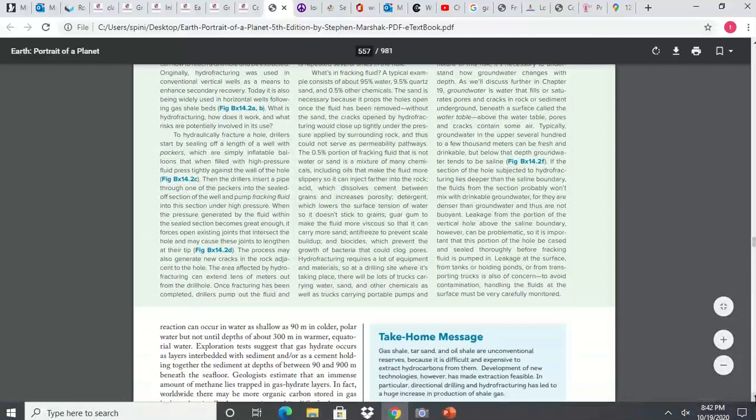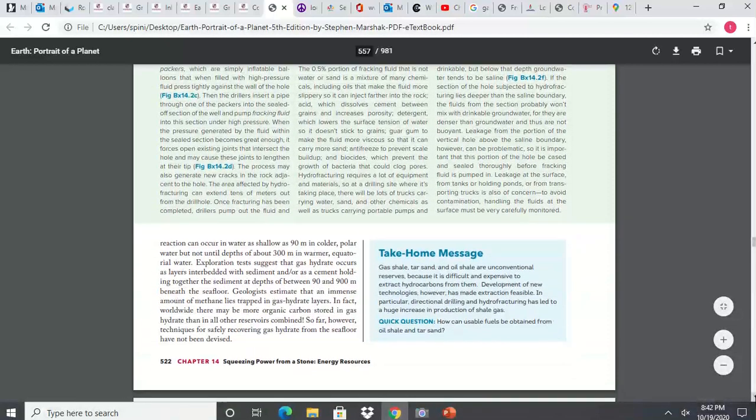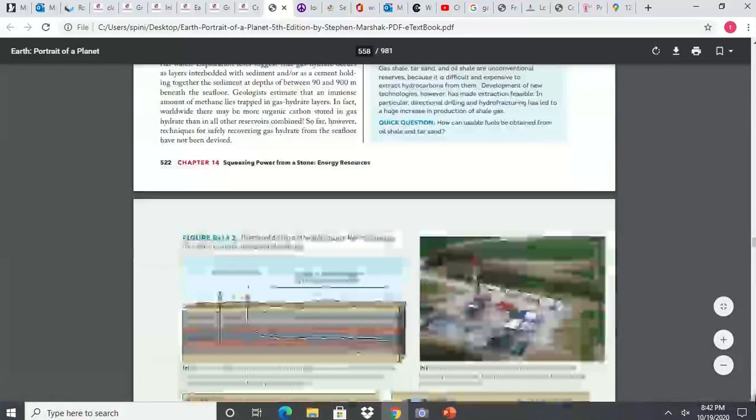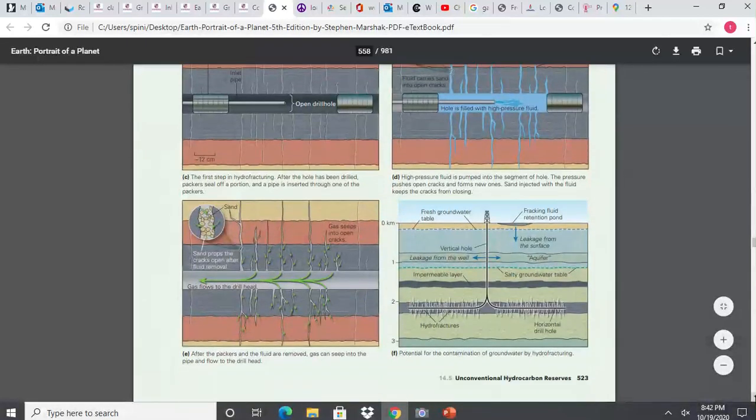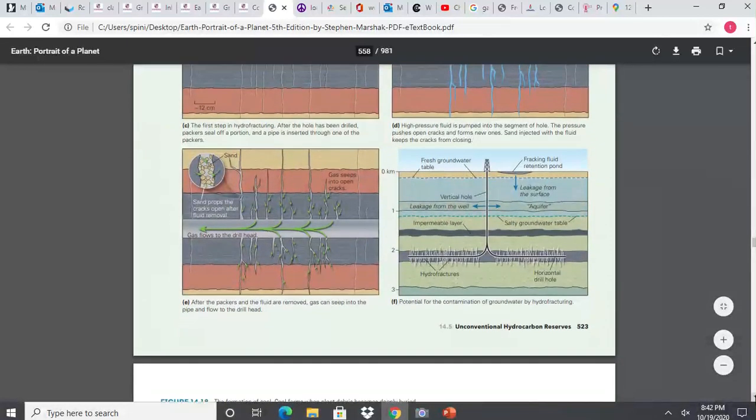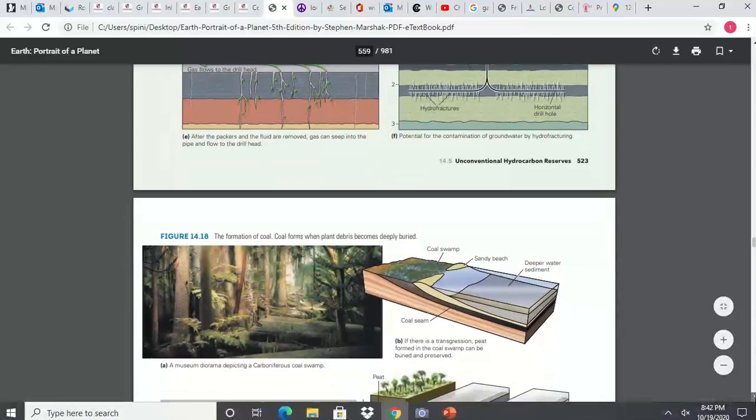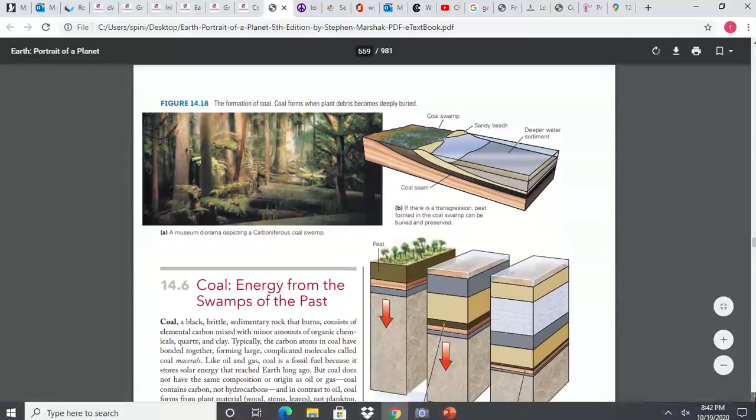So do read that article. It's very interesting. And if you're interested in it some more, there's plenty of articles that you could do a science inquiry paper on, which would be great. So yeah, again, this kind of shows you how fracking works, and it's very interesting. Definitely look it up.